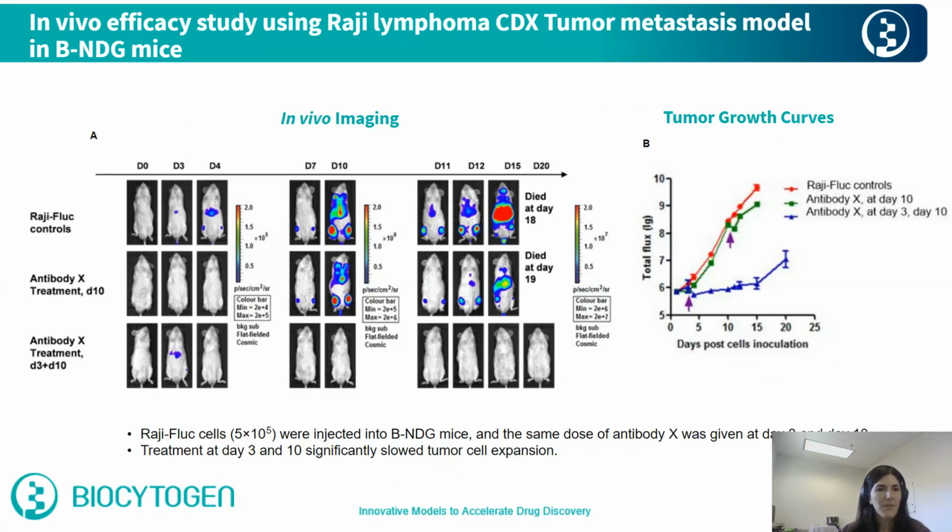So here's a sample efficacy study in a CDX model where the target antibody is directly targeting tumor cells. In this case, Raji lymphoma cells that can be tracked by luminescence activity. In this study, the antibody was given either at day 10 post-tumor cell injection or on day 3 and day 10, with this dual treatment group of mice shown on the bottom row in panel A. As you can see from the representative images and by the blue curve on the right-hand side, the animals receiving both treatments on day 3 and day 10 had significantly slower tumor growth than those receiving a late treatment or no treatment at all.